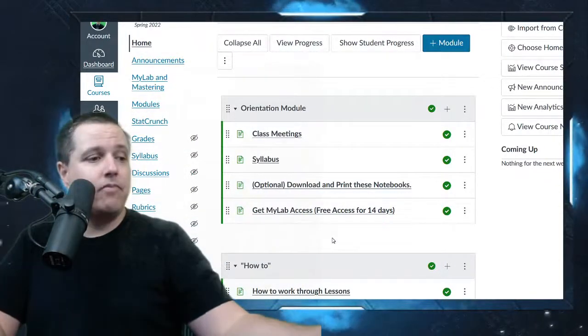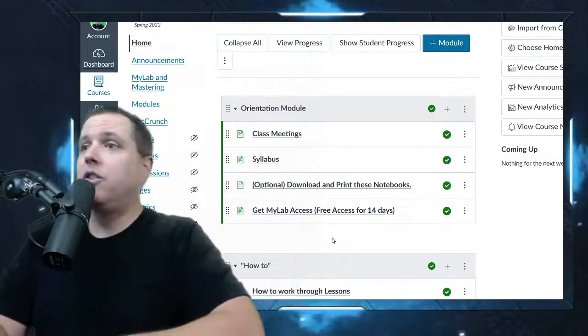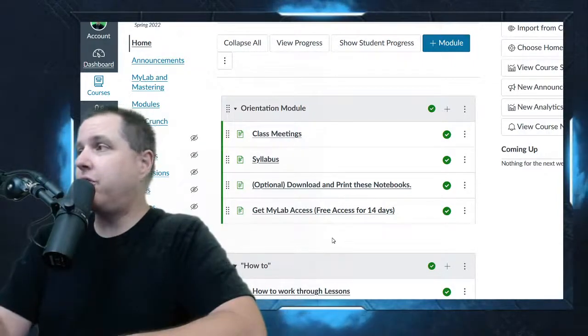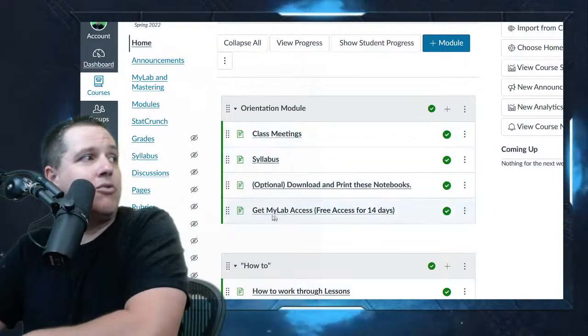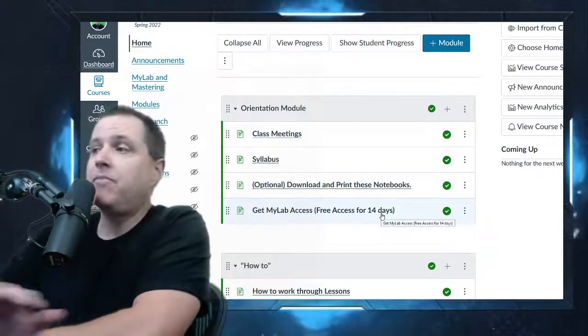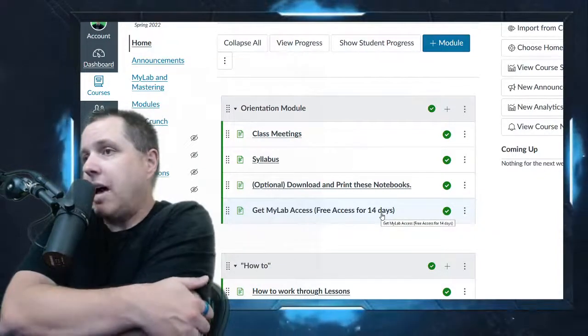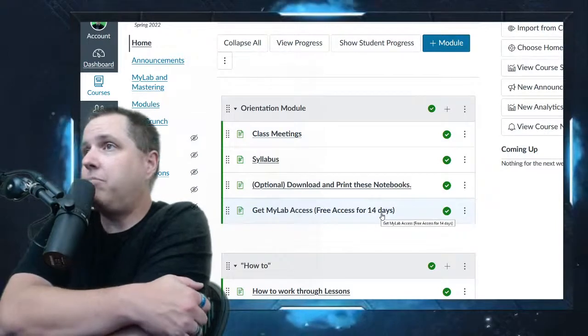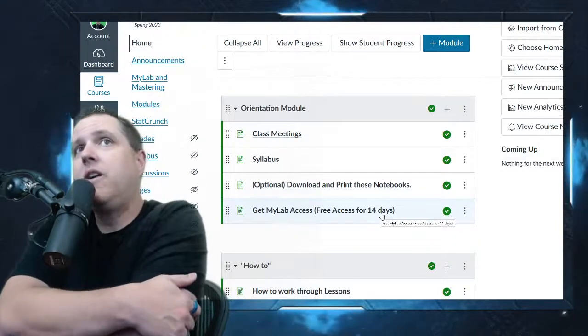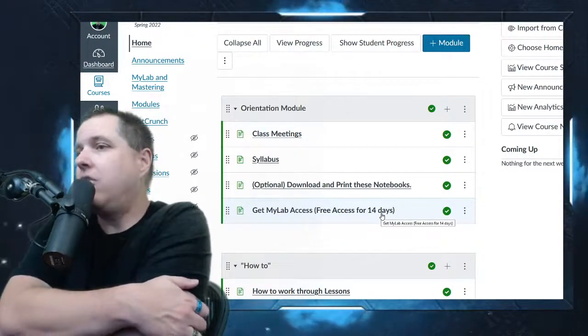So with the online homework, there's sort of two levels of free here. There's the free temporary access. Do you see in the orientation module, it's got Get MyLab Access, free access for 14 days? That just always happens, because we know students don't always have the money they need to buy their books on day one of the semester. This allows you to not get behind on the homework.